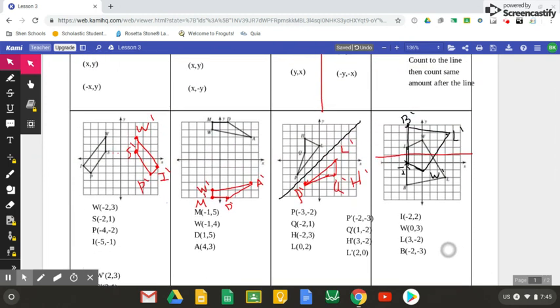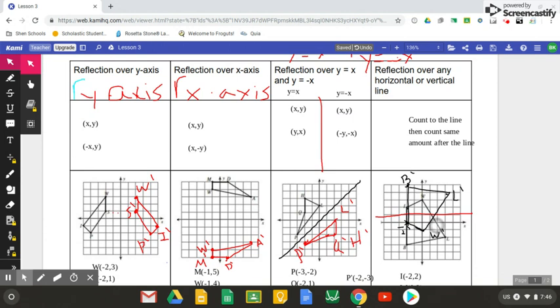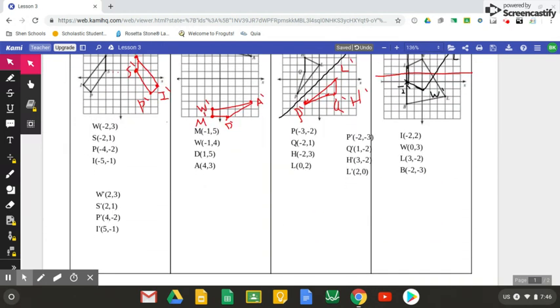All right, so there's your rules. Really, the main ones, reflect over y equals x and y equals negative x, are the only ones you kind of got to know the rules for. The others you can just count.